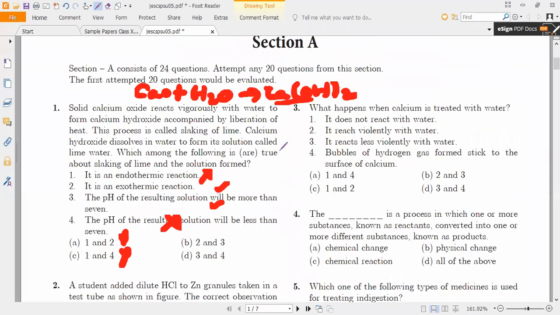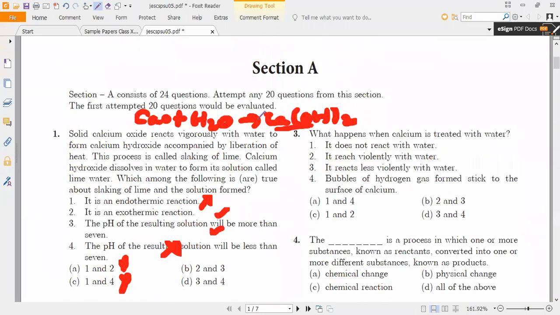You understand the first question? So that is what is happening. So in this, let's try to finish Section A first. So this is what it is.